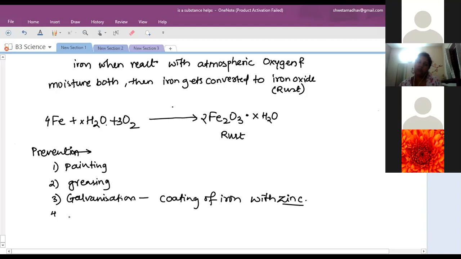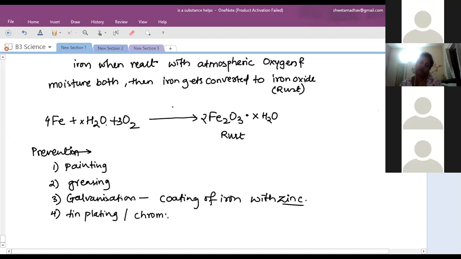The next is tin plating, chromium plating. Ma'am, this rusting of iron is a redox reaction, right? Yes, it is. Okay, ma'am. And ma'am, is alloys a way? Alloys are prevention. Yes, the fifth method is alloying. Ma'am, but electroplating with tin or chromium in solid state will undergo corrosion, right?